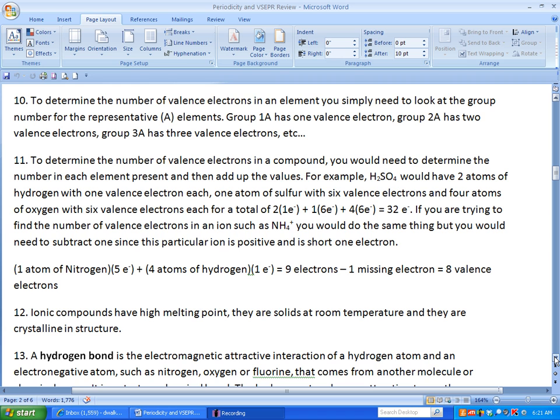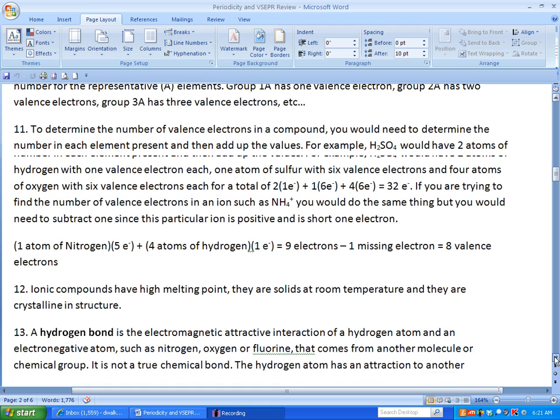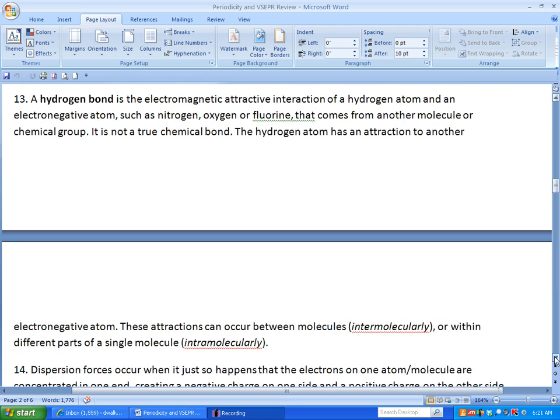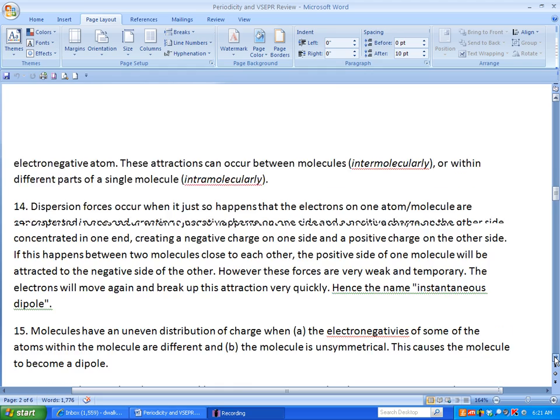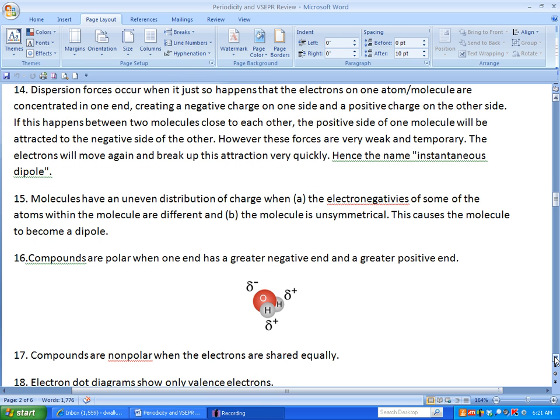Okay, here's 10 through 12. 13. You can pause anytime you need. Here's 14 and 15 and 16 and 17. I'm going to have to draw on 18. So pause and copy.